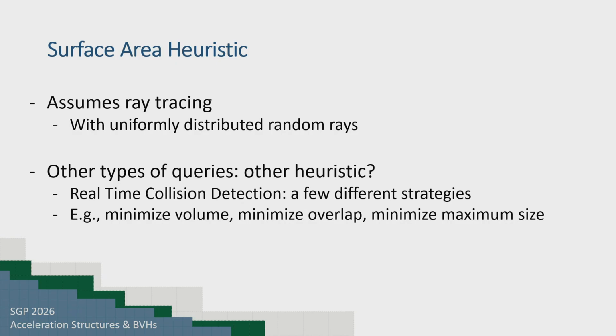Real-time collision detection, the book by Ericson, outlines a few different strategies that are interesting, like minimizing the volumes of the subtrees, minimizing the overlap between different nodes in your tree, or even minimizing the maximum size of a node. And all of these are possibilities. It's not clear which one is best, and it will depend on what you're trying to do.